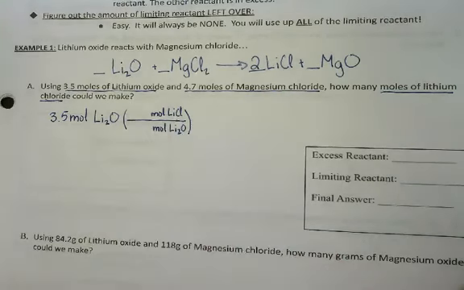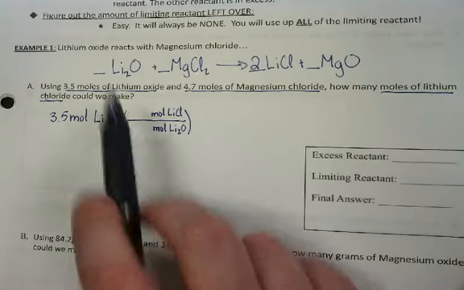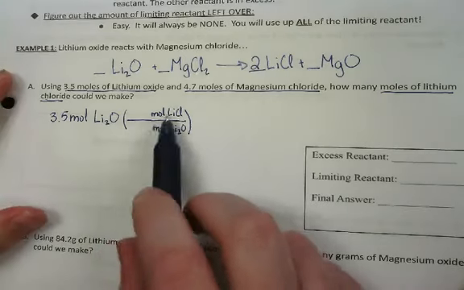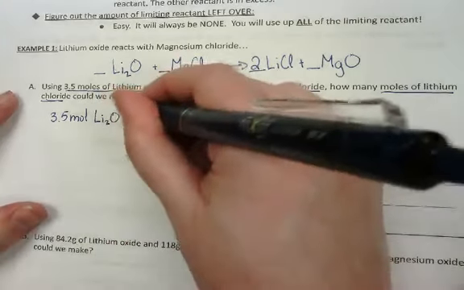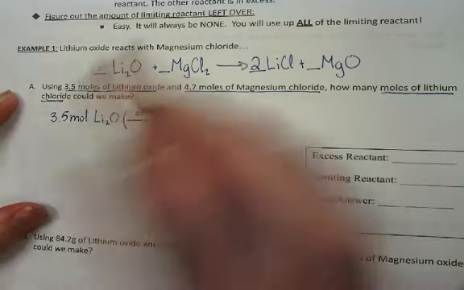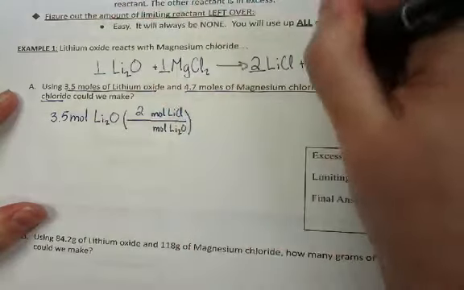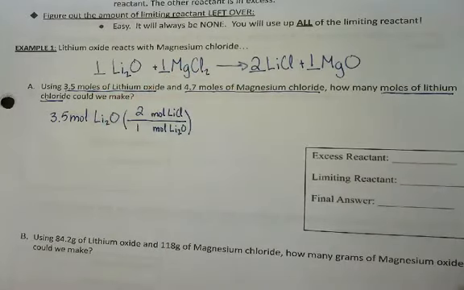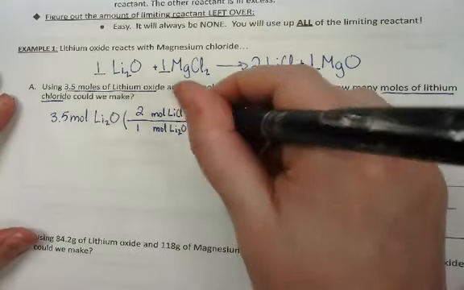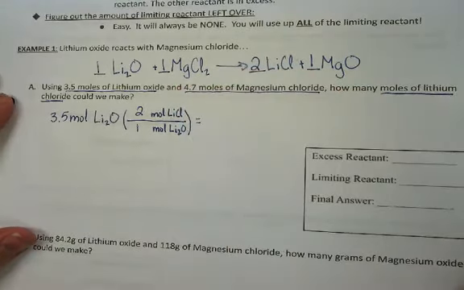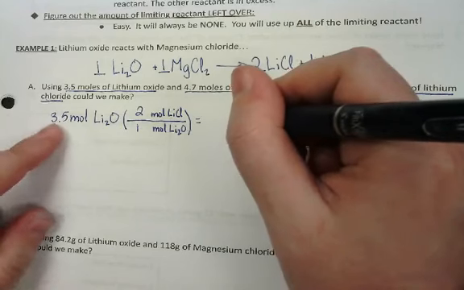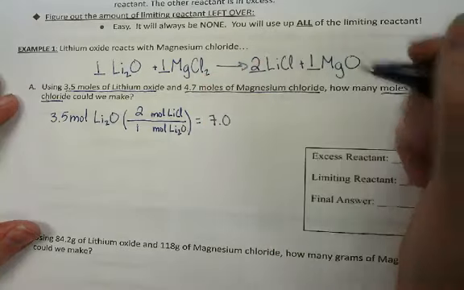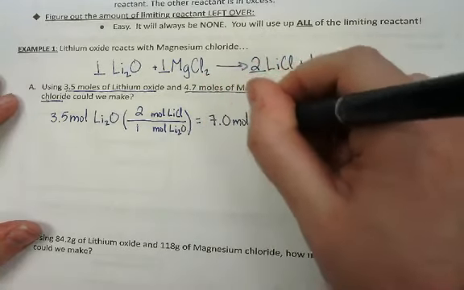Okay, now the numbers that go with these, remember this is our mole ratio step. So that's whatever our coefficients are for that substance. My coefficient for lithium chloride is 2. My coefficient for lithium oxide, well, all of these are 1. So we can say 1 mole of lithium oxide. So now we solve for lithium chloride, and we can just plug it into the calculator. We're going to have 3.5 moles times 2 divided by 1. That's going to give us 7.0 moles of lithium chloride.